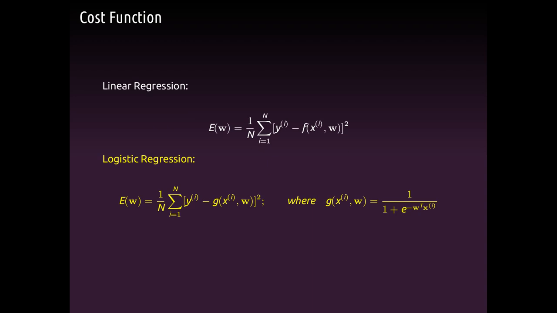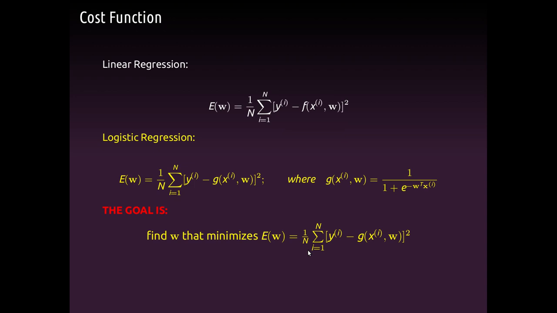In the logistic regression, we take the same formula. However, we replace the linear hypothesis within the linear regression model with a new logistic hypothesis. We call it here g of x super i and w, where g of x super i and w equals the logistic function that we have discussed in the first video of this tutorial, equals 1 divided by 1 plus e to the power of minus w transpose x super i. And the goal is to minimize the new error function, or we call it the new cost function here, using the new notation of the g of x super i and w.